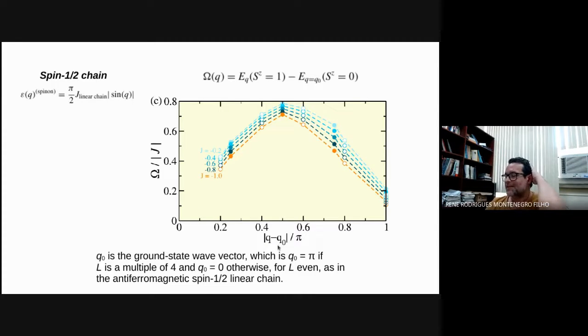Interestingly, the ground state has an alternation in the energy of the minimum with the wave vector. That is similar to the spin 1/2 chain. So we have a good comparison between the excitations and the correlations of the spin 1/2 chain and of our chain, the couplet time machine.